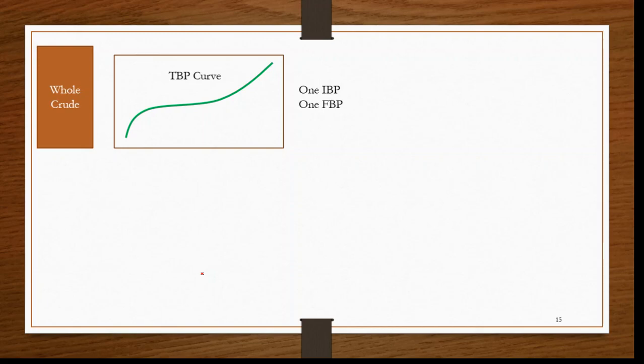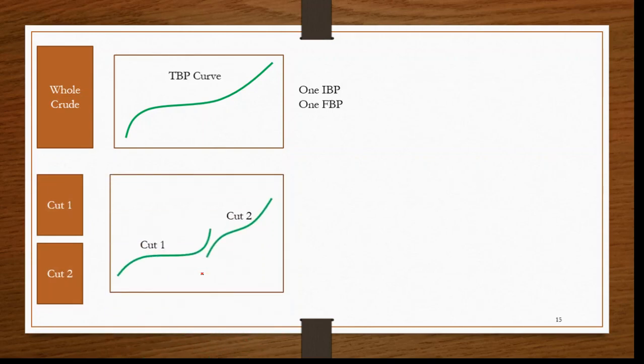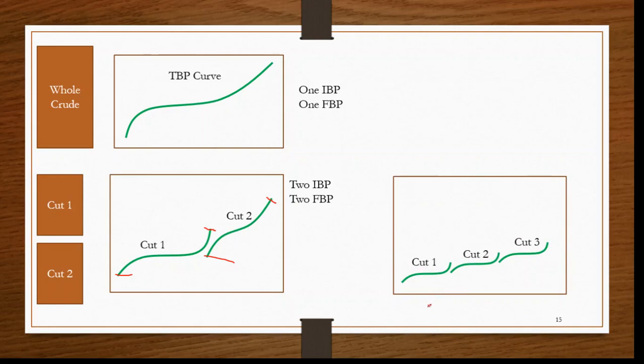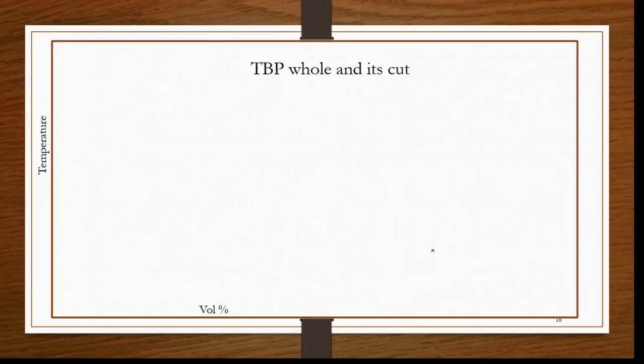And if we have two cuts from this whole crude, cut 1 and cut 2, then it can be represented by cut 1 and cut 2. There is a slight difference between these two cuts. Although the crude oil is the same, it is divided into two parts, and their nature is now changed. We have two initial boiling points and two final boiling points, meaning cut 1 has its initial boiling point and its final boiling point, and cut 2 has its initial boiling point and its final boiling point. Similarly, if we have three cuts, that can be shown like this: initial boiling point of cut 1, then final boiling point, initial boiling point, final boiling point, initial boiling point and final boiling point. That is a very important observation that you have to look at carefully.